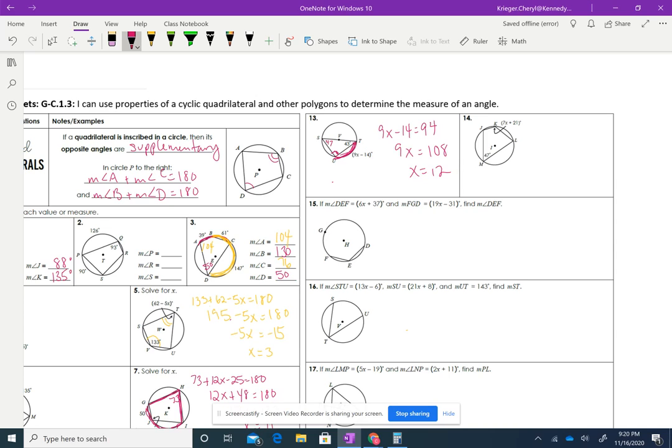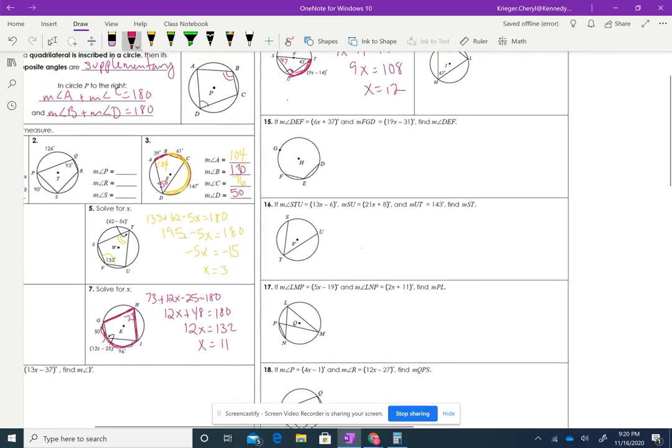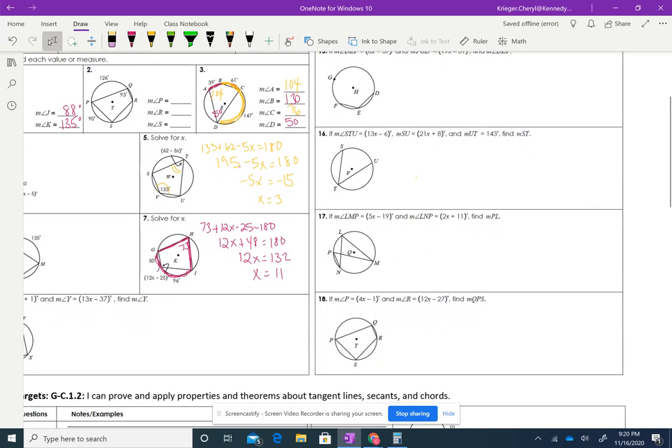All right, and you guys are going to do number 14, and the one that I skipped down here, number 8. And I'll try some of these harder ones. So if we look at number 17, it says the measure of angle LMP is 5x minus 19 degrees, and the measure of angle LNP is 2x plus 11. Find the measure of arc PL.